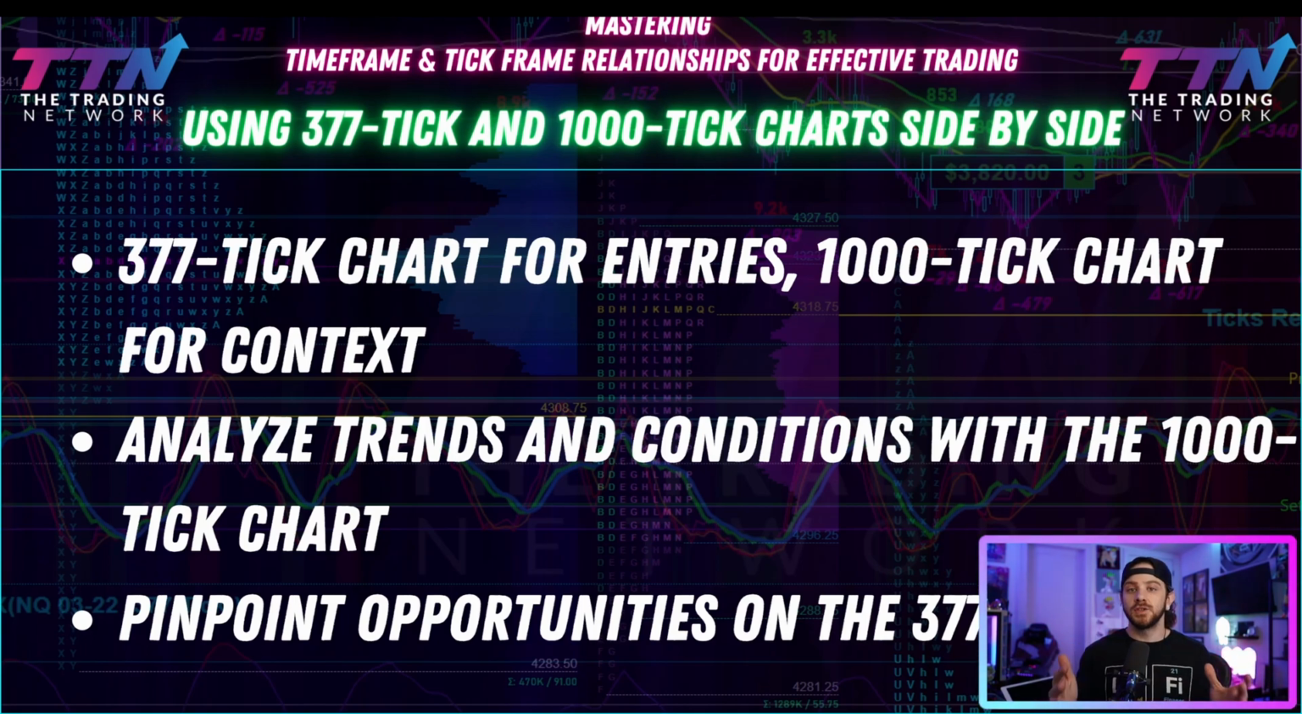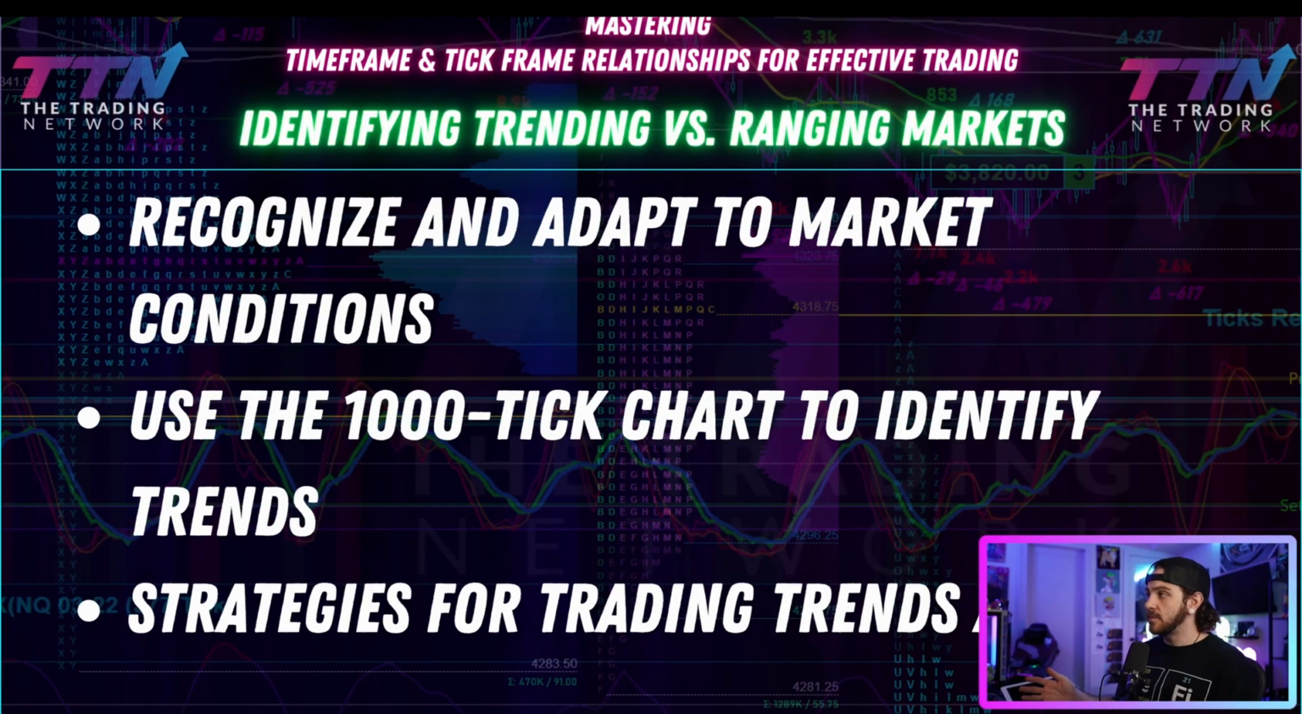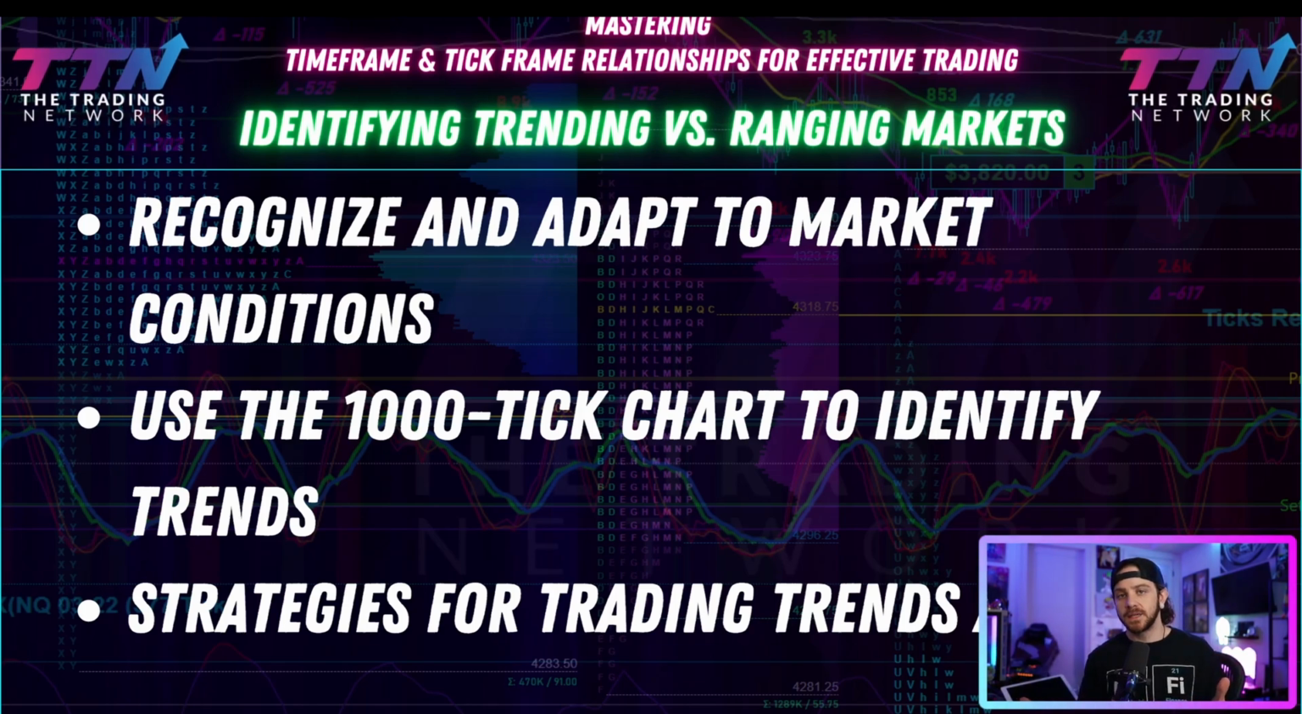And it can lead to much more consistent results, because every single trade that you take, every single entry, is on a 377 tick chart, and you know that you're getting market context from things like the 1000 tick chart as well as the market profile. So let's move on to the next slide, and we will discuss how I use this system, having a trigger and a context chart, to identify the market activity or the market context itself.